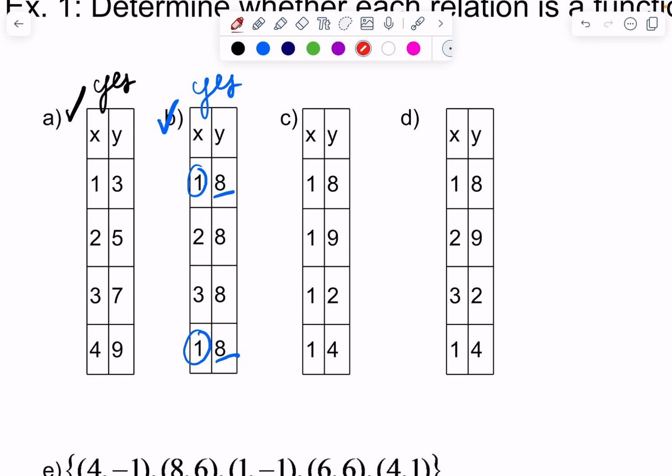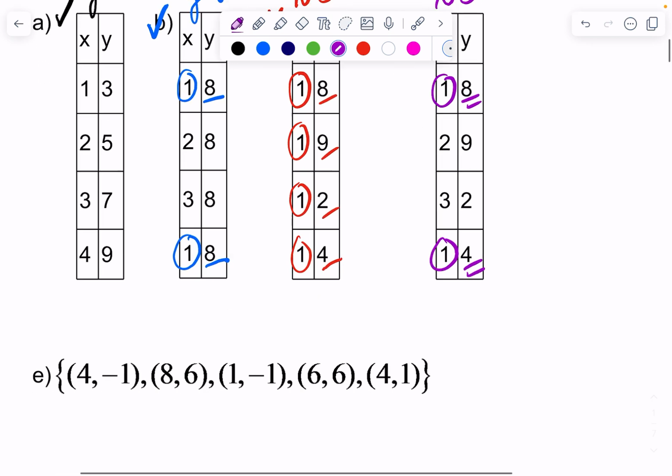My next example, I've got 1, 8, 1, 9, 1, 2, 1, 4. I've got repeating x values, but every single one of the y values for that x value is different. So that would be no, that is not a function. How about 1, 8, 2, 9, 3, 2, 1, 4? I've got a repeating x value of 1 with different y values, so that would be no, that is not a function, because I can only have one y value for any given x value.